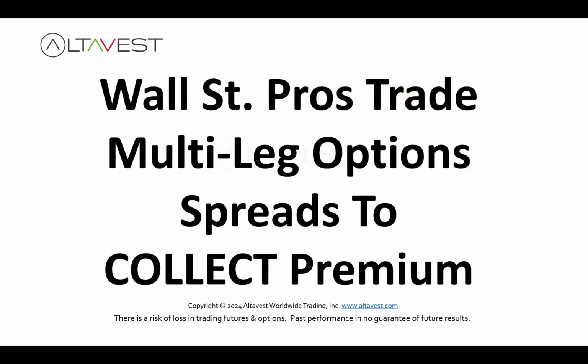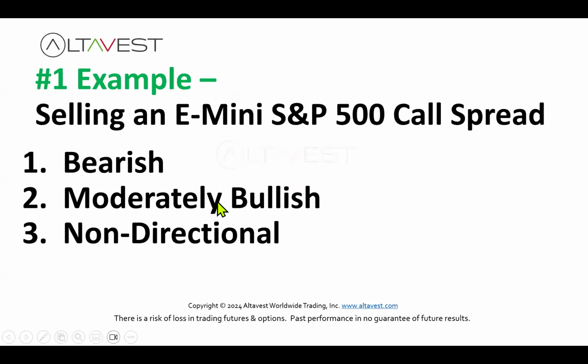So Wall Street pros, they trade multi-leg option spreads to collect premium. So they're not typically selling naked options. They're using spreads. So we're going to look at an example on the E-mini S&P 500 calls. And the presenter, Tim, before me, trades E-mini. So we do a lot of that, a lot of what we talk about here today, with good reason. That's where all the volume and liquidity is, and we'll talk about some of the details on that.